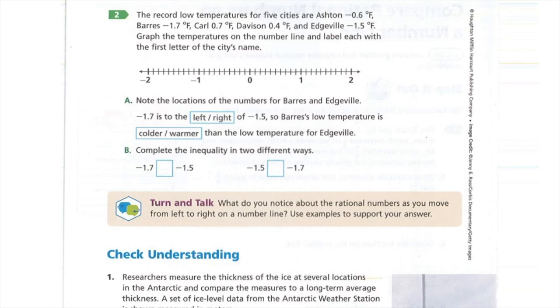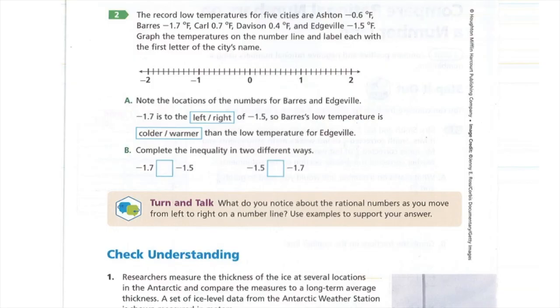All right, so you can also use decimals on a number line, and any number that you put on the number line, you're actually comparing it. It doesn't matter if it's fractions, decimals, or whole numbers. All right, the record low temperatures for 5 cities are Ashton, negative 0.6 degrees, Bares, negative 1.7 degrees, Carl, 0.7 degrees, Davison, 0.4 degrees, and Edgeville, negative 1.5 degrees. Graph the temperatures on the number line and label each with the first letter of the city's name.